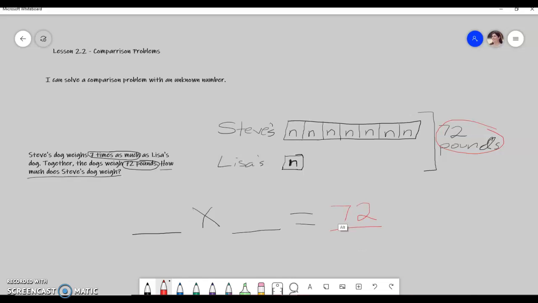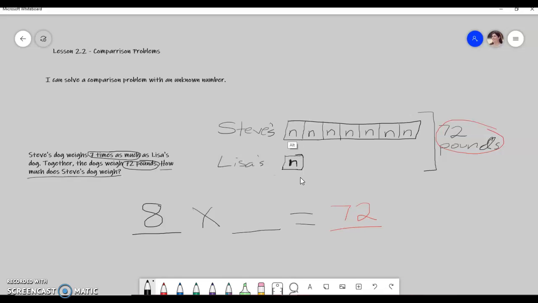So now we need to think, what are we going to fill in? Well, we know we need to look at how many boxes we have because we're doing a comparison problem similar to what we did in 2.1 with Miss Noah. So how many boxes do we have? Did you get 8 boxes? I got 8 boxes because there's 7 for Steve's dog and 1 for Lisa's. So we know that there are 8 boxes.